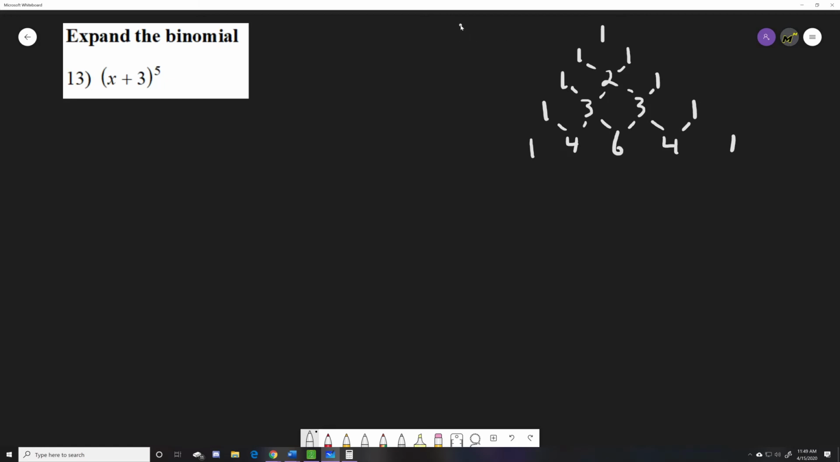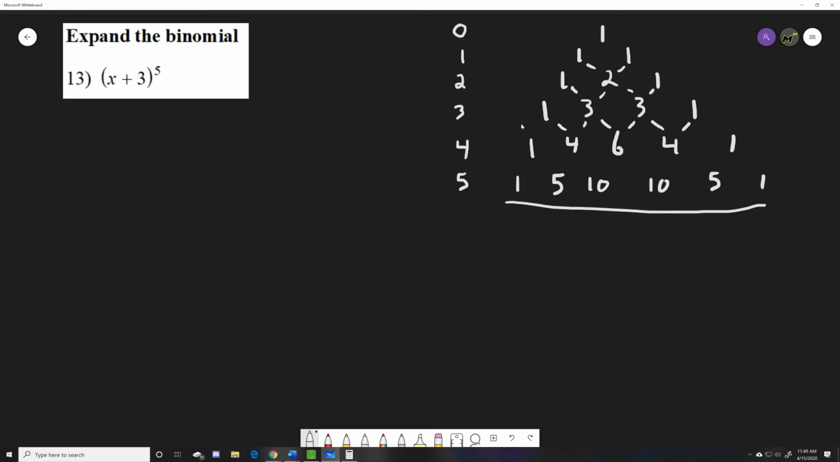Let's get our number of terms. So this would be term 0, term 1, term 2, term 3, term 4, and we want the term that matches our power, so let's generate one more. So we'd have 1, 5, 10, 10, 5, and 1. This would be term 5 right here. So these are the numbers that we're going to pull.